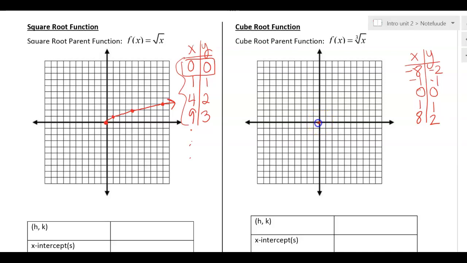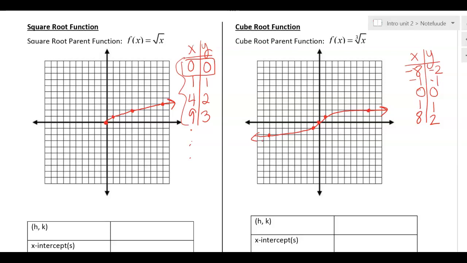So if we plot these points, then we get something that looks like this. And again, it looks pretty flat. It is not technically flat. It does climb upward and downward just very, very slowly. Like to get up to a height of 10, you'd have to go all the way out to 1,000 because the cube root of 1,000 would be 10. So that's how long it takes it to grow that much. Okay? Is everybody okay with the parent functions?